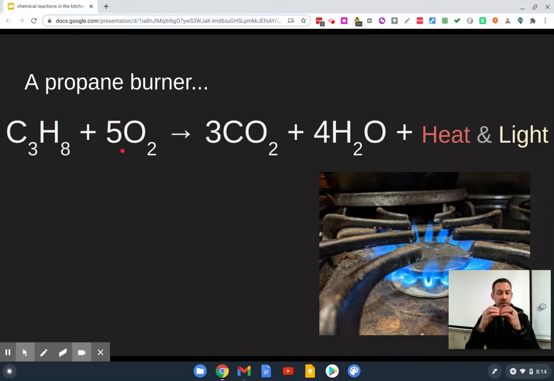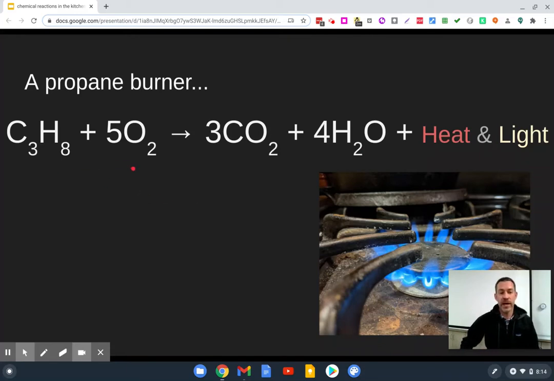The bonds holding them together separate, releasing energy in the form of heat and light, but then they stick back together in a new configuration. So the carbon that was in propane ends up becoming a gas, and they bond with some of the oxygen atoms from the oxygen molecules, and they make 3 CO2 molecules. And then the hydrogen that was in the propane bond with some of the other oxygen atoms, and they make 4 water molecules. And that's what a chemical reaction is.